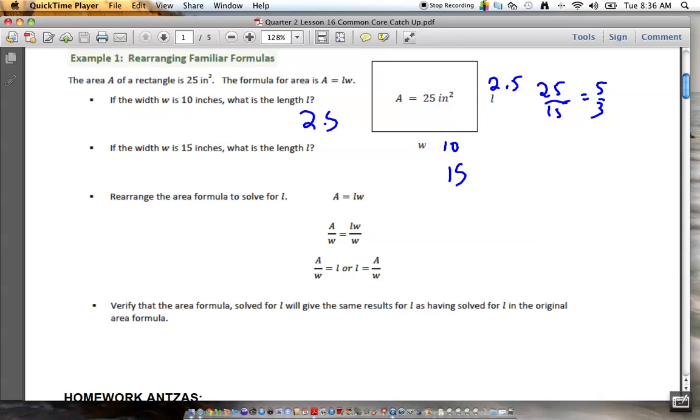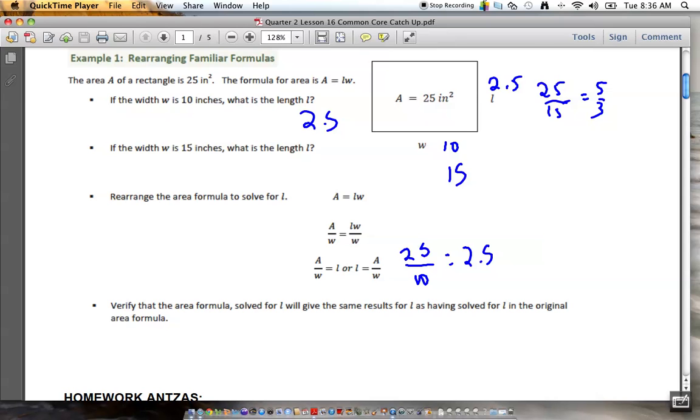Oh, okay. All right. Now, another way to do this is to rearrange the area and solve for L, because we want to find the length. So I divide both sides by the width, and I get that the length is the area divided by the width. So for instance, back when we said the area was 25 and the width was 10, what's the length? 25 divided by 10 is 2.5, or 5 over 2, or 2 1/2. Any of those combinations.